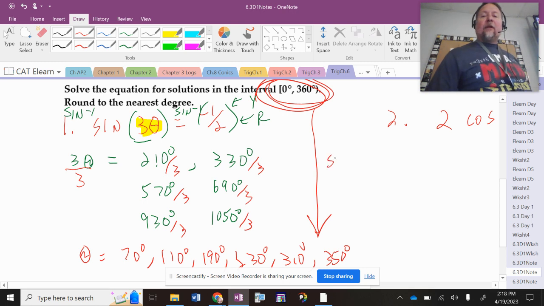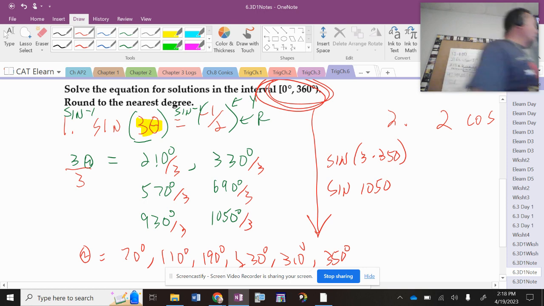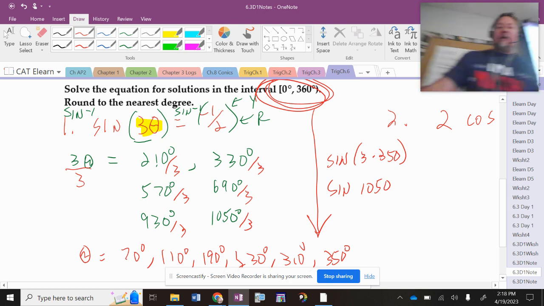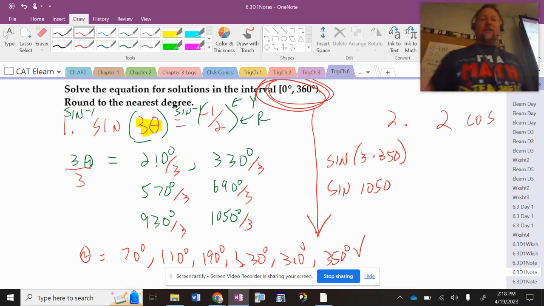Because when I try to plug that in, I'd have to do 3 times 350 in here, which becomes sine of 1050. And from this progression, 1050 lands in the exact same spot as 330. So sine of 1050 is equal to the sine of 330, which is negative a half, which means this is true. That means that solves the equation. This works. That's why we have to do what we do, and this is why it is what it is.